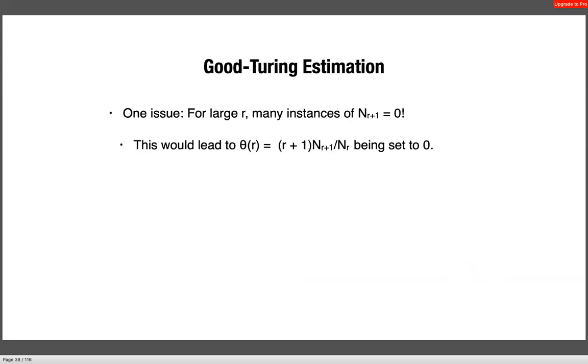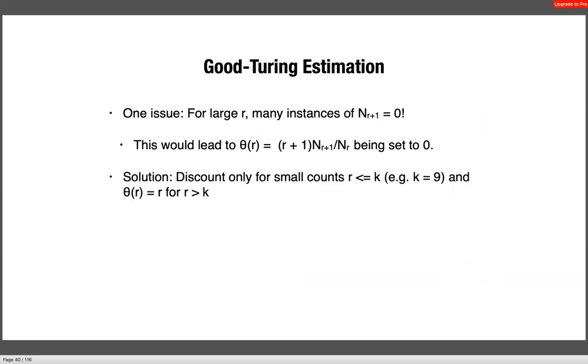Okay, so one issue with Good-Turing estimation is that once you move to larger r's, you will run into many instances of N_{r+1} being 0. This is fairly common for high values of r, where you see these kinds of holes in the counts of counts. This would subsequently lead to theta_r also being set to 0 because N_{r+1} is 0.